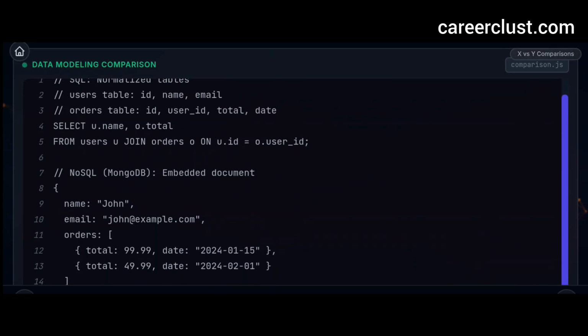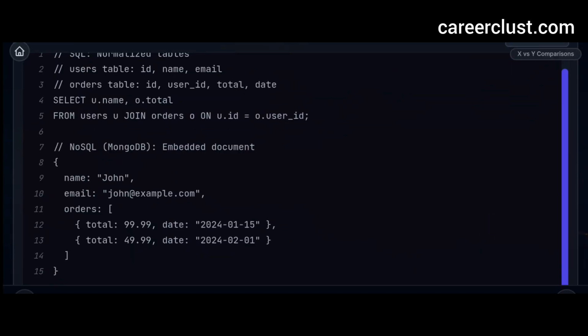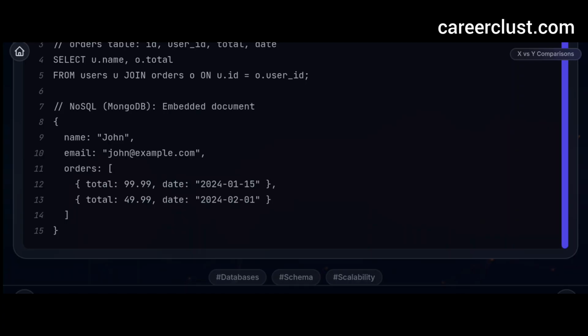Coming to NoSQL database, MongoDB is an example, it has embedded documents. As in SQL we have the users table and orders table, here users and orders will be stored as embedded documents, one inside the other. So if you see, name is John, email is john at example.com, and it has another object inside it, that is orders. Orders has two documents here, with the total and date.